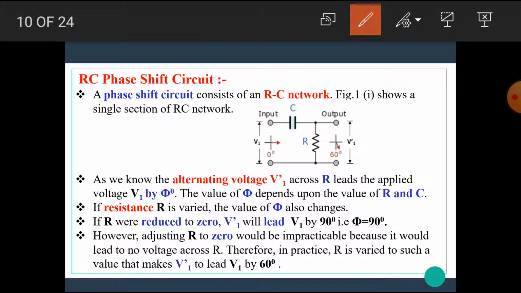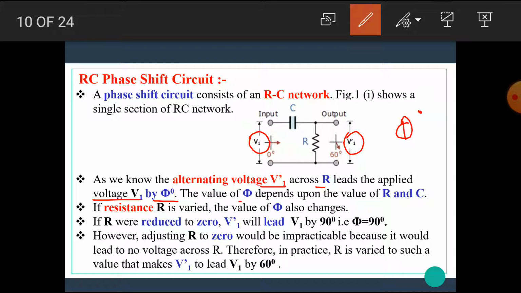Here, the basic RC phase shift circuit is shown, in which we can see that the capacitor and the resistor are connected in series with each other. A phase shift circuit consists of an RC network. This figure shows a single section of the RC network. As we know, the alternating voltage V1 dash across R leads the applied voltage V1 by a phase angle phi. That means this V1 dash leads V1 by the phase angle phi degrees.